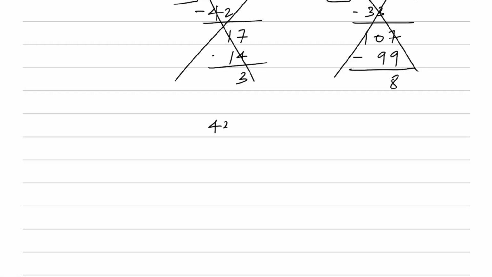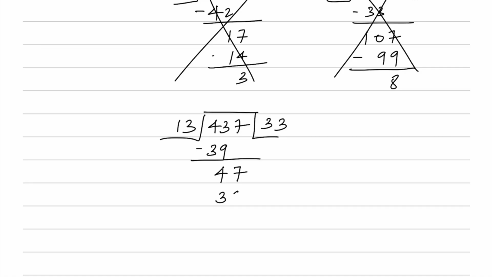We have 13 3s are 39. So we have 4 left over. If you go to next, 13 4s are 52. So again we'll do 13 3s are 39. So 8 is left behind, but 8 is not divisible by 13. So again this is gone.